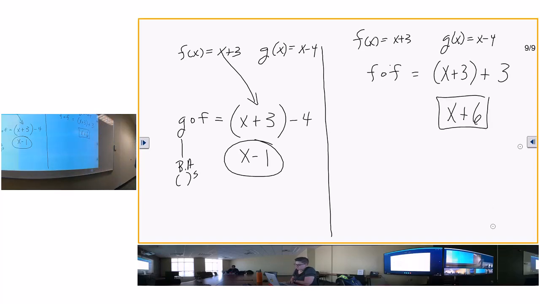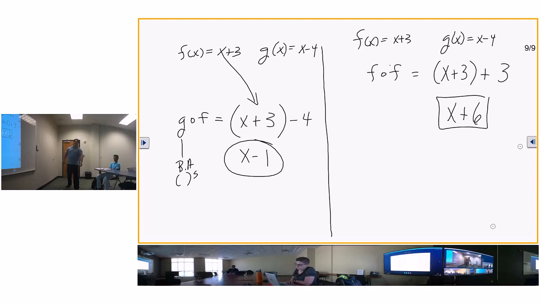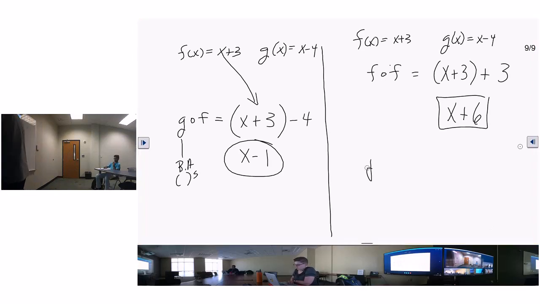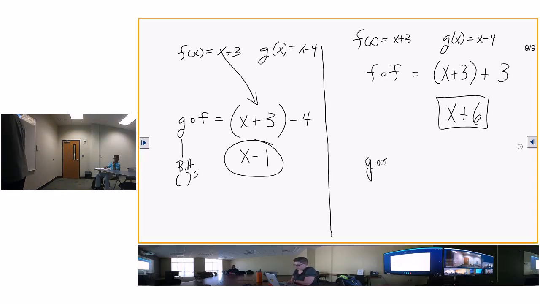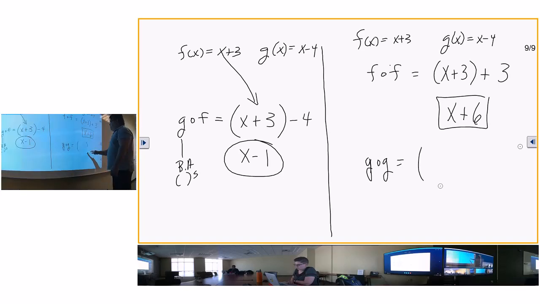And what's one more that I can do? G of G. G composed of G. Do that one. I'm going to rewrite with X minus 4, and I'm going to plug in X minus 4. And that's going to give me X minus what? 8.